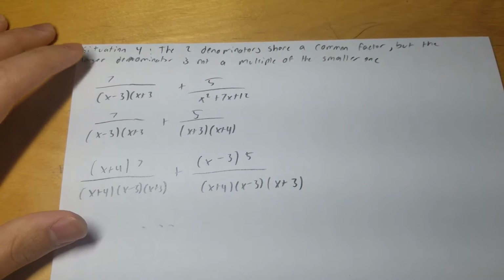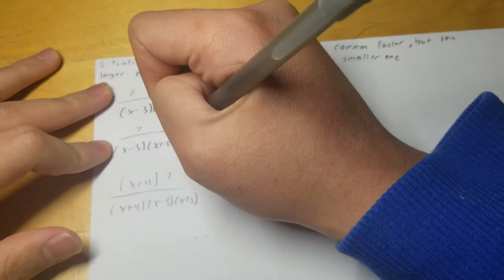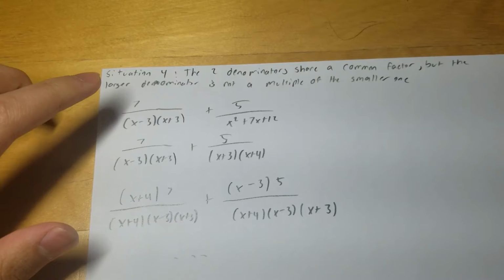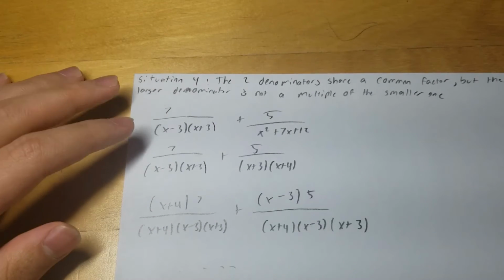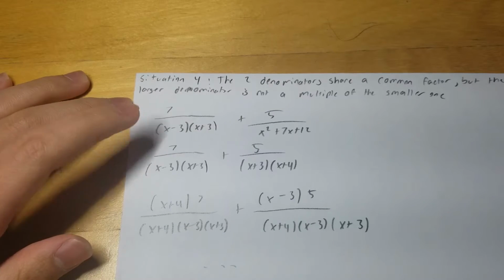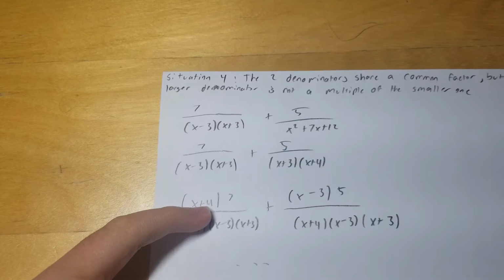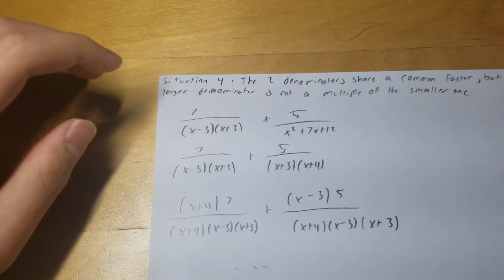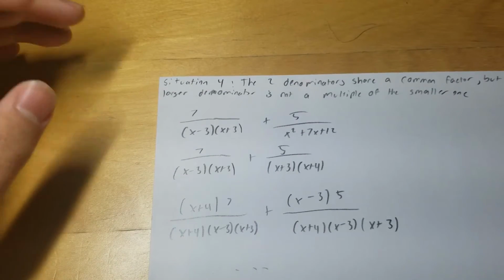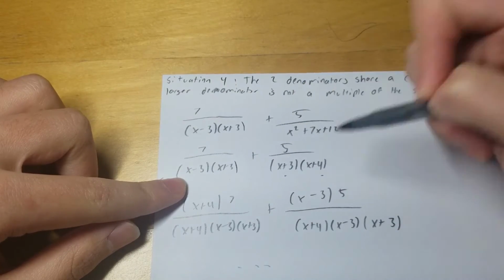Okay, so the fourth situation is considered the hardest situation, to be honest. Situation 4, the two denominators share a common factor, but the larger denominator is not a multiple of the smaller one. So, I forgot the parentheses. So let's say right here, you just have random problems, right? And the denominators are completely different. So what you have to do is find the lowest common denominator that would make sense in this case. So you see that (x minus 3), (x plus 3), (x plus 3), (x plus 4).